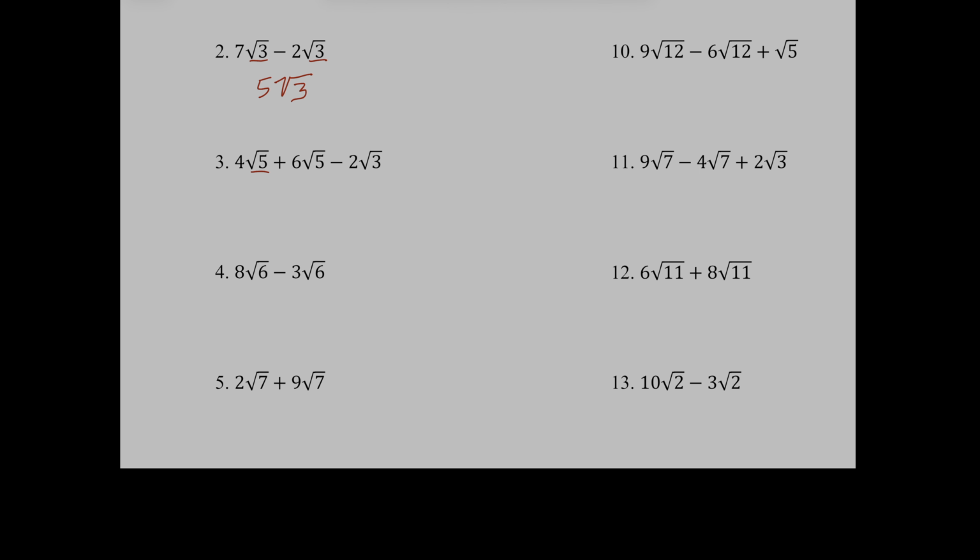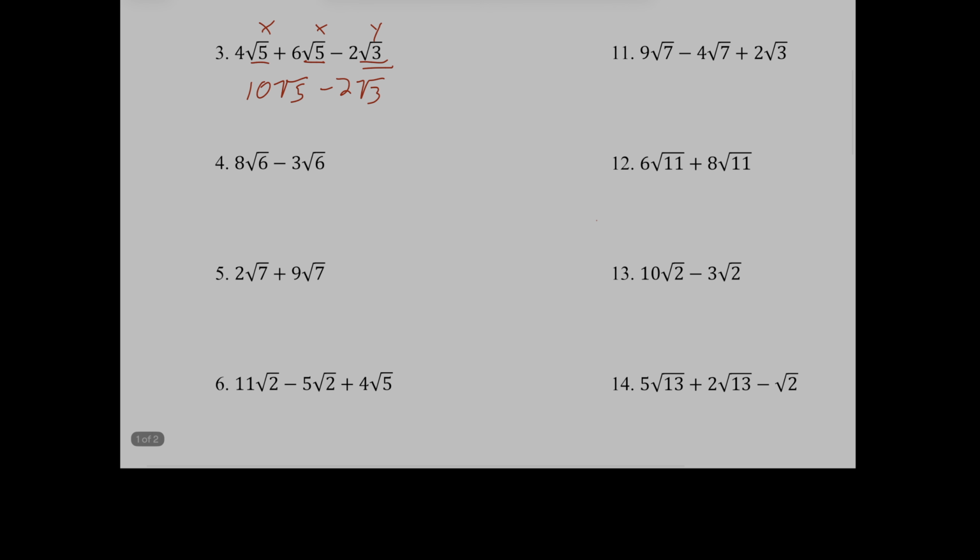I'm going to go to number 3 now. Now look, same, different. It's just like terms. If that was an x and if that was an x and that was a y, what would you do? You'd combine the x's and you just let the y float out there. Well, that's what we're going to do. Okay, so that's going to be 10 radical 5. I just copy, and this guy's just going to float out there, and I'm done. That's my answer.